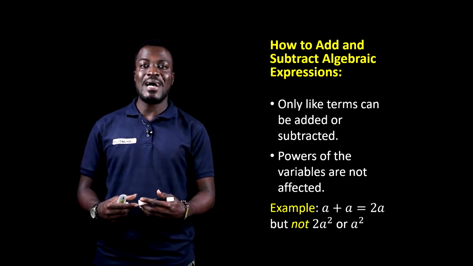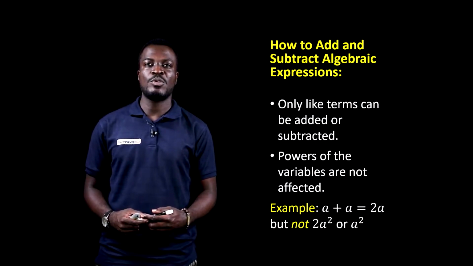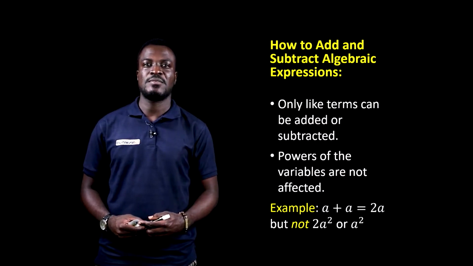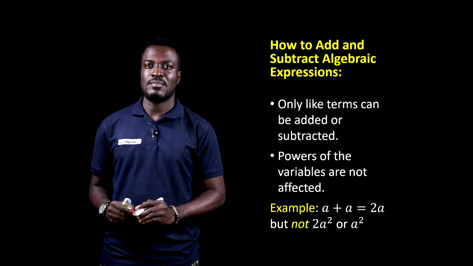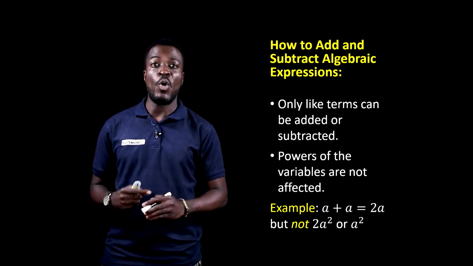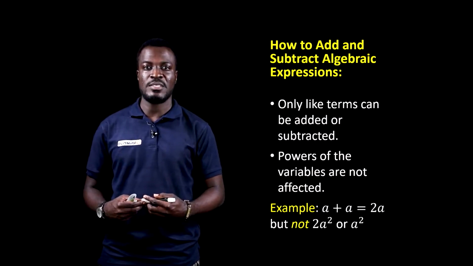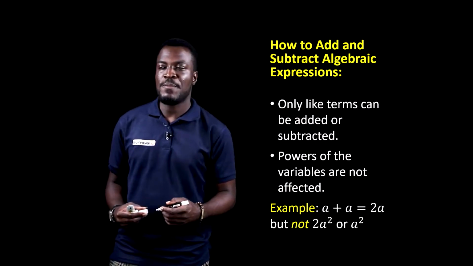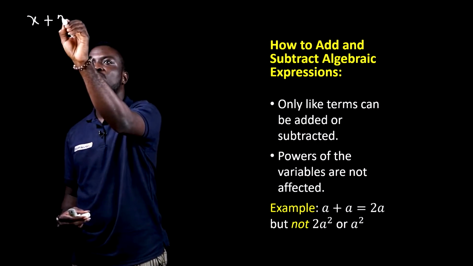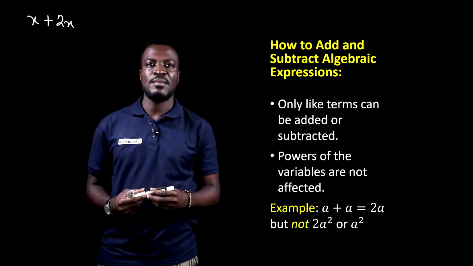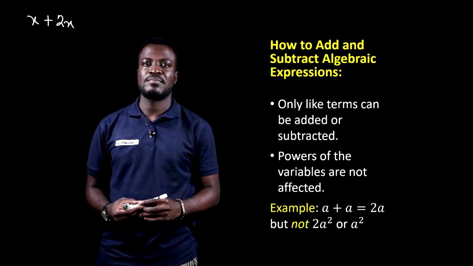Now we can only add and subtract like terms. And then we saw what like terms are in our previous lessons. So we can only add 2 terms or 3 terms or more if they are like terms. And then same applies to subtraction. So for example, if you have x and then 2x, because these terms are like terms, they can be added.